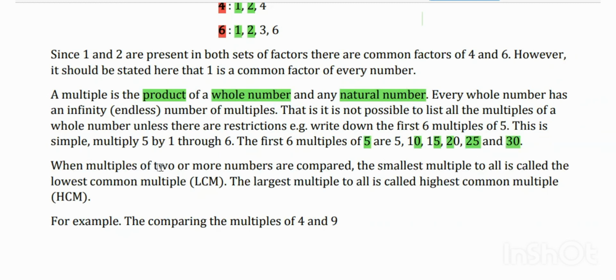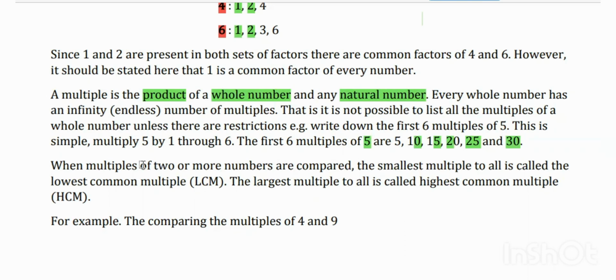When the multiples of 2 or more numbers are compared, there are times you are given 2 or 3 numbers or even 4 numbers, and you are comparing them to find the common multiples. You can find the common multiples by first listing the multiples of the first number, the multiples of the second number, the multiples of the third number. Then you begin to find which ones are common, to identify the common numbers.